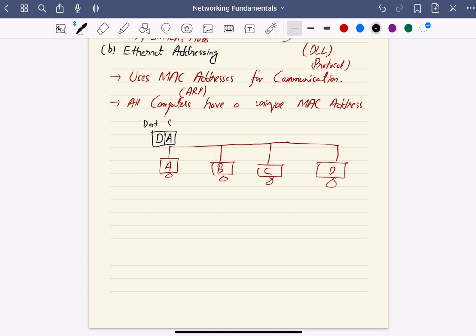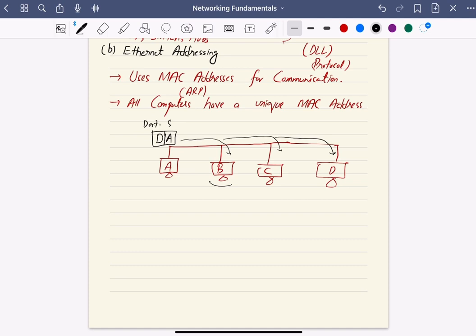So what's going to happen if they are connected with a wire to a bus? This packet will go to all connected nodes, so everybody will receive it. But when this frame is received by B, it will check the destination. If the destination matches this computer's MAC address, then it will open it up, otherwise not.